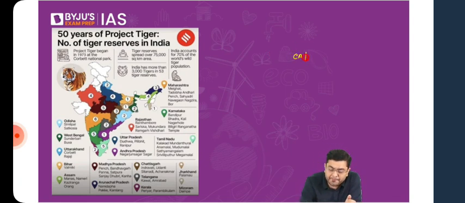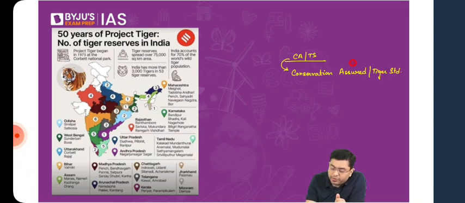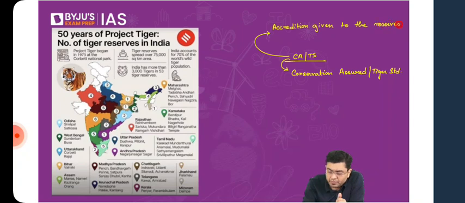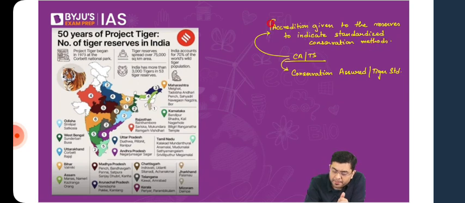What is the full form of this? That is Conservation Assured Tiger Standards. So this is basically accreditation given to the reserves to indicate standardized conservation methods. Okay, that is basically observed in this particular situation.